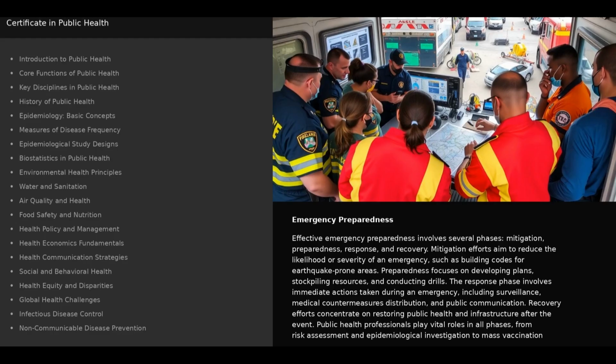Public health professionals play vital roles in all phases, from risk assessment and epidemiological investigation to mass vaccination campaigns and mental health support. Continuous evaluation and updating of emergency plans are necessary to adapt to new threats and improve response capabilities, ensuring communities are resilient in the face of adversity.